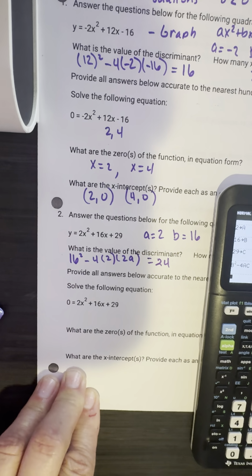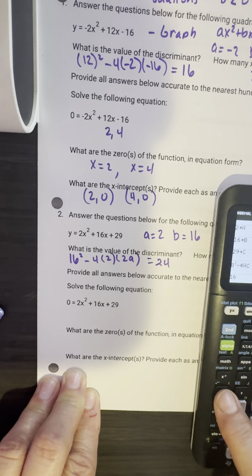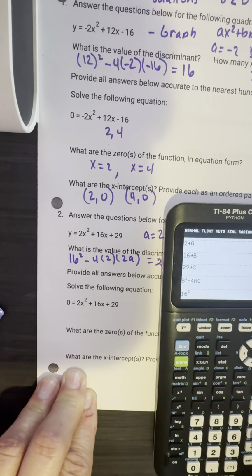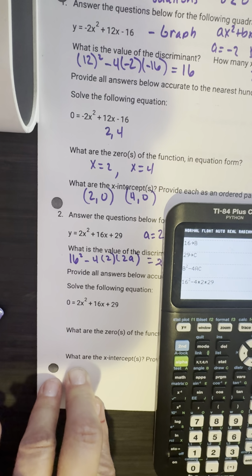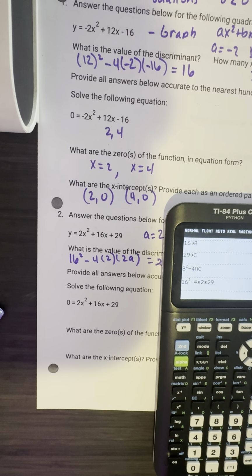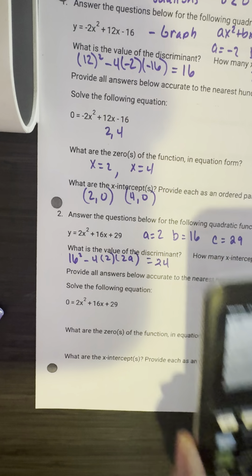So, which is the same answer, of course, to 16 squared minus 4 times 2 times 29. It's also, of course, 24. So both are valid. Why would you want to use this? Well, one of the methods to solve is using the quadratic formula. So if you are doing multiple problems of the same type, then you might want to use it. Not that you have to.